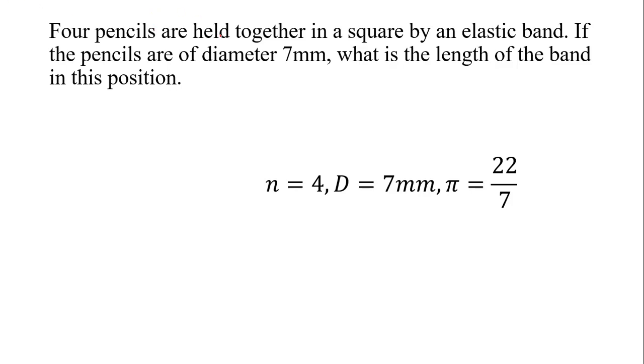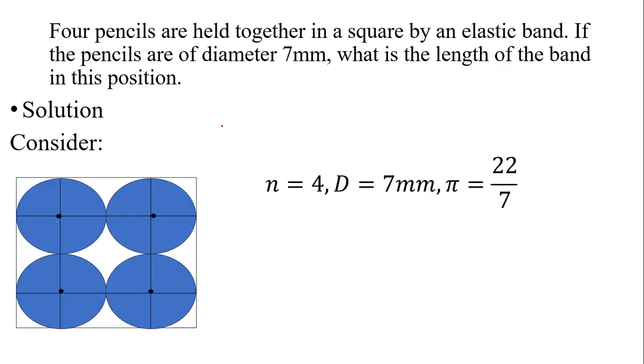Four pencils are held together in a square by an elastic band. If the pencils are diameter 7 mm, what's the length of the band in this position? To solve this question, we are going to apply a simple formula. Let's consider the diagram for that. We have the four pencils.